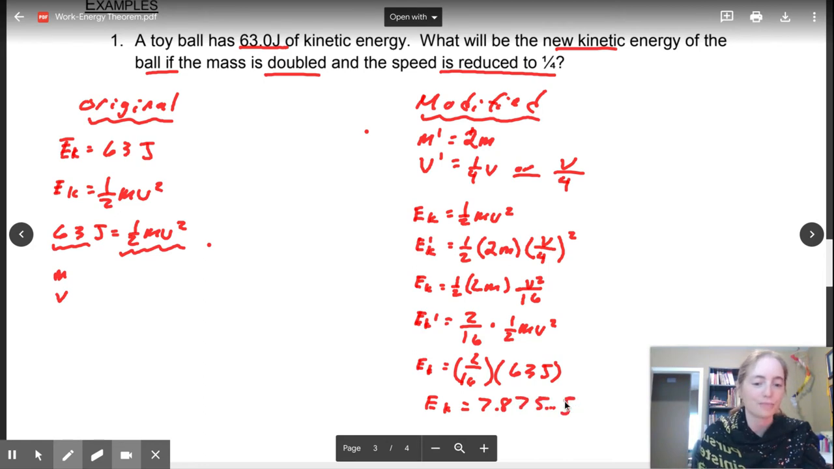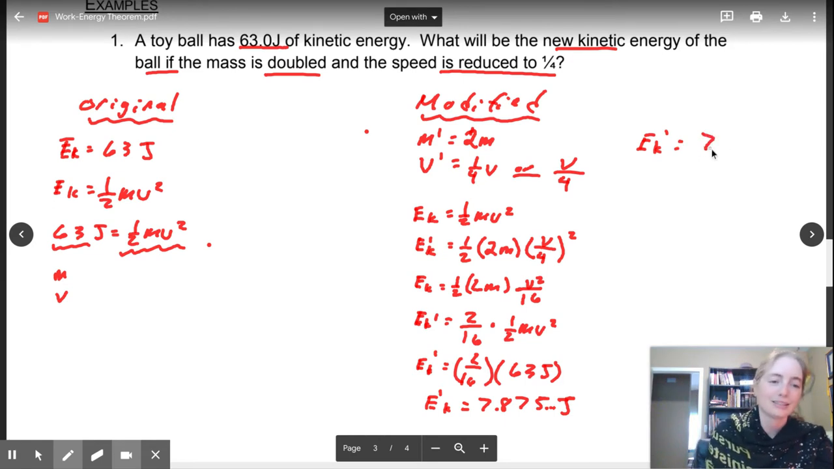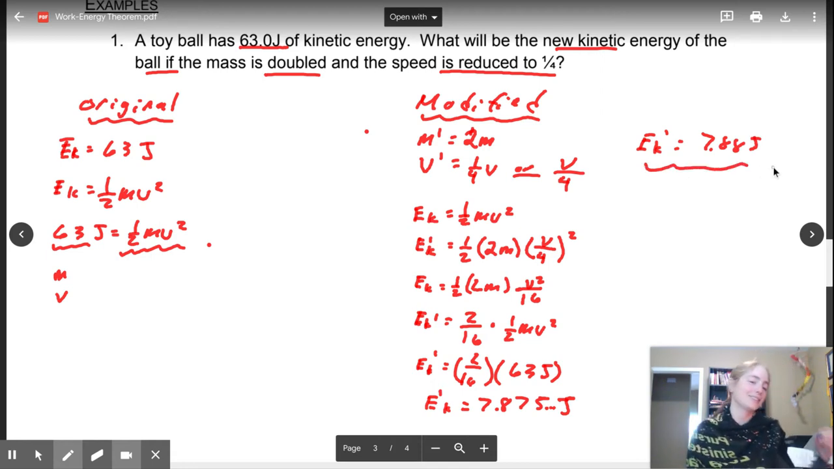7.875 joules. And then sig digs, as always, ladies and gentlemen, our EK prime, I'm going to put this prime back there, is going to be equal to, with your sig digs, 7.88 joules. Energy is scalar, ladies and gentlemen, so you do not need direction. Cool beans? Cool beans.